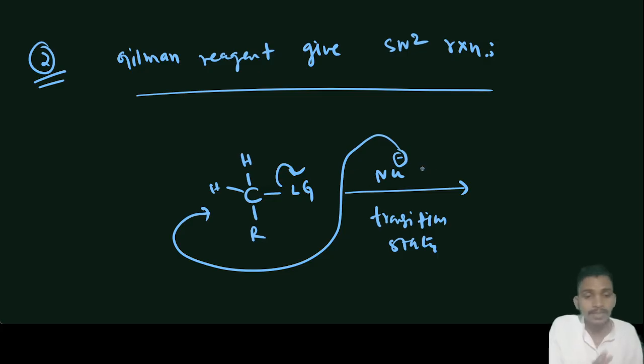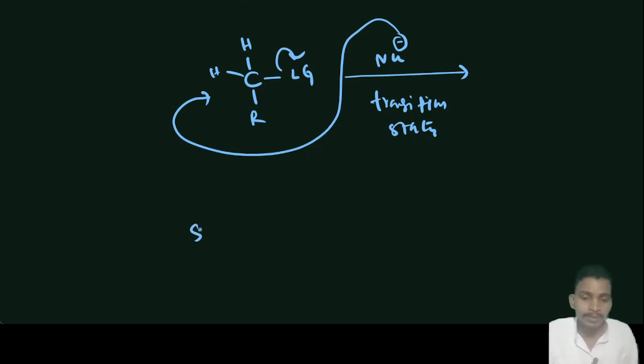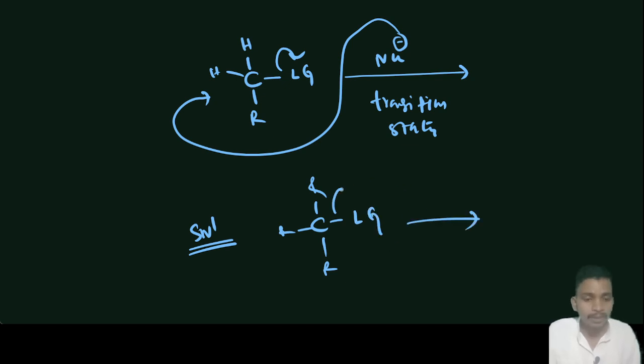For this case, the nucleophile should be strong, because it is the first to approach and do the reaction. The nucleophile attacks and the leaving group leaves simultaneously. Whereas for SN1 reactions, the leaving group leaves first. Let's say here we have R, R, and here the leaving group.